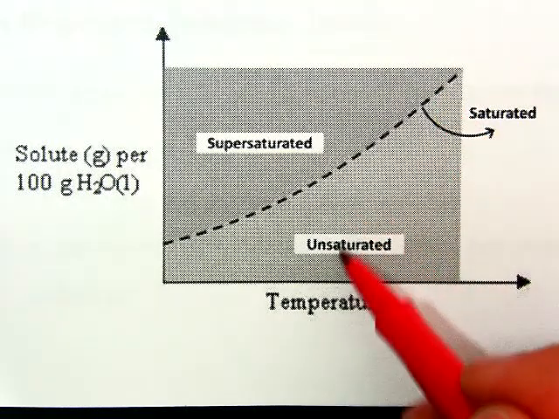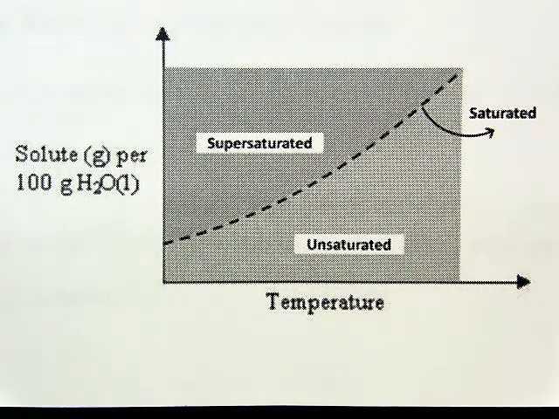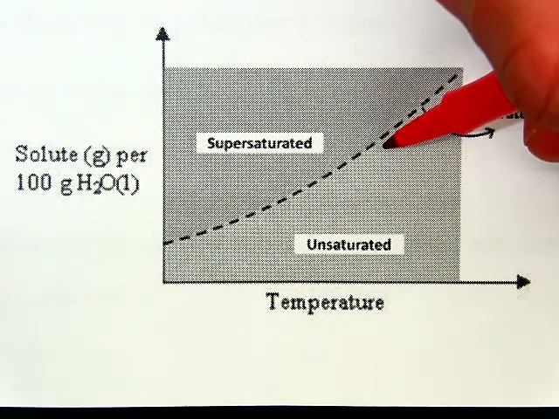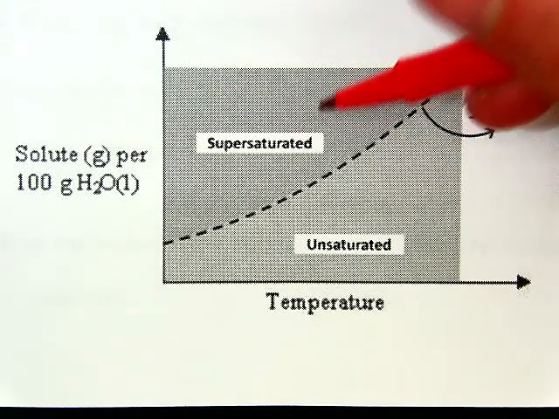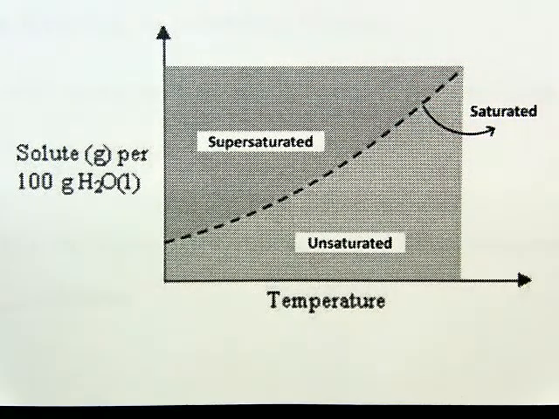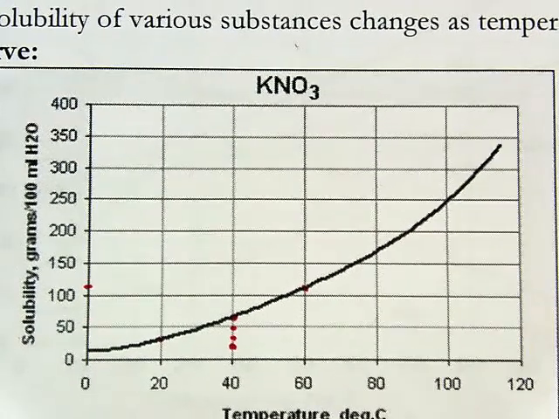Okay, if you're below the line, it's unsaturated. If you're above the line, it's supersaturated. Now you might be wondering, how can something be supersaturated? I thought saturated is when you have dissolved as much as you can at that temperature. And that's true. To get a supersaturated solution, you actually have to have a saturated solution at one temperature.